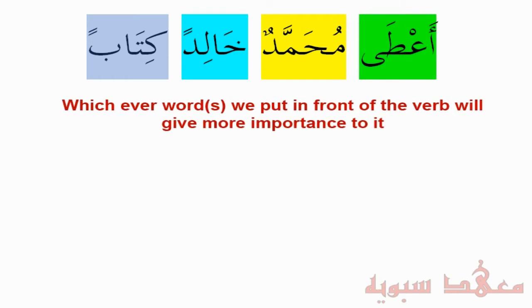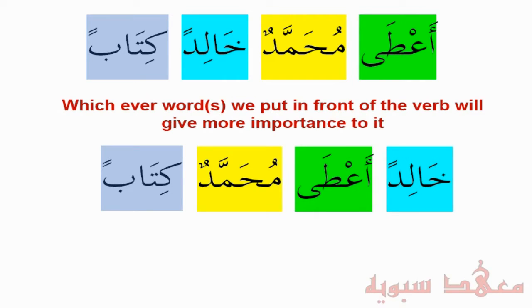Now, there's an important point to note. Whichever word or words we put in front of the verb will give more importance to it. So for example, we have this sentence here. So what's happening here is Khalid is being put in front of the verb. So خالدا أعطى محمد كتابا, while the rest of the words are in their normal positions. Now what's happening in this is there's actually a spotlight to Khalid. There's more emphasis on Khalid in this sentence than there is on Muhammad or Kitab.